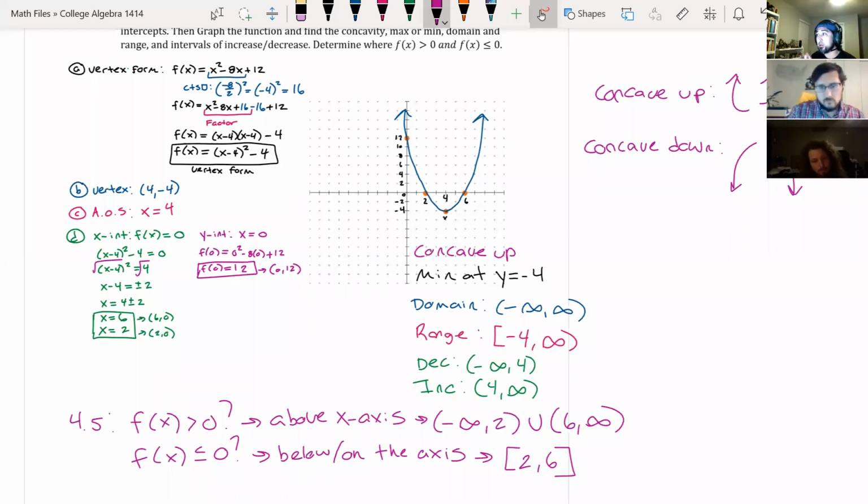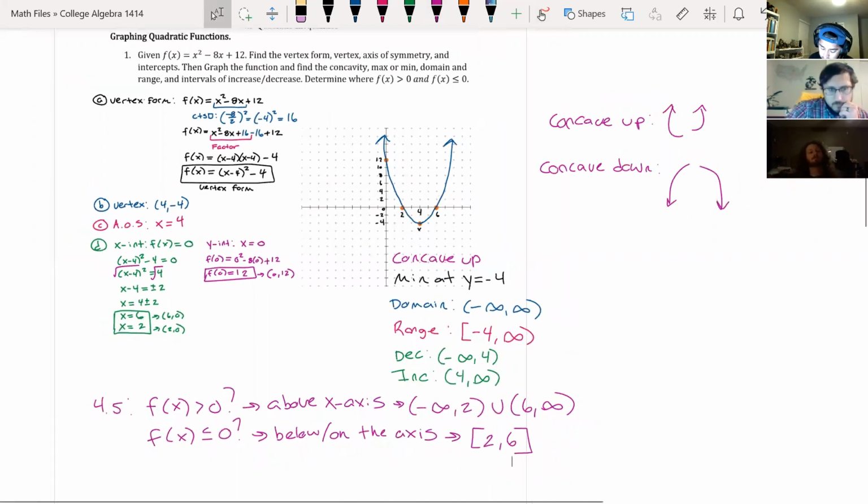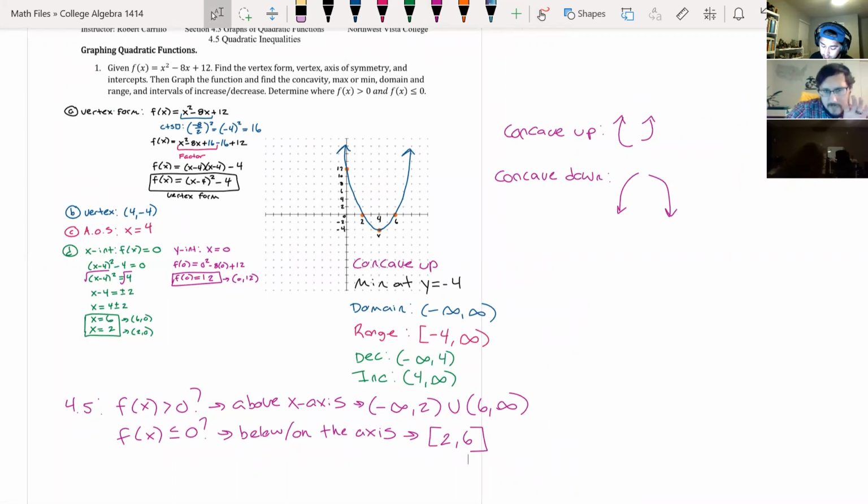So any questions on this problem? So pretty much for this, we're just taking out that union in between and we're just identifying what's above and what's below. Exactly. So that's all these inequalities ask. They either ask, where are you above the x-axis, where are you above and on the x-axis, or where are you below or below and on the x-axis? So that's how we answer these inequalities.